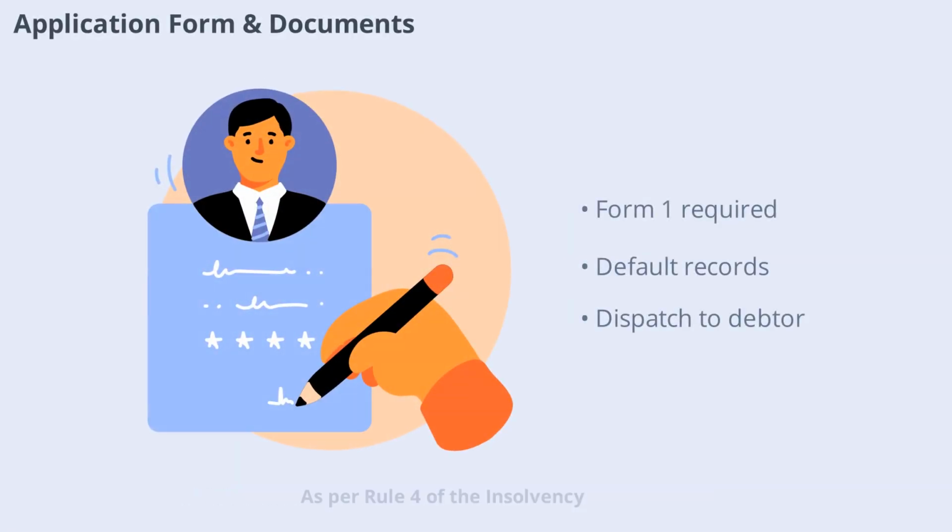As per Rule 4 of the Insolvency and Bankruptcy (Application to Adjudicating Authority) Rules, 2016, applications under Section 7 must be filed in Form 1. The application must be accompanied by records of default, the name of the proposed interim resolution professional, and relevant documentation for assignees or transferees. The applicant must also dispatch a copy of the application to the corporate debtor's registered office by registered or speed post. These requirements ensure transparency and proper documentation throughout the process.